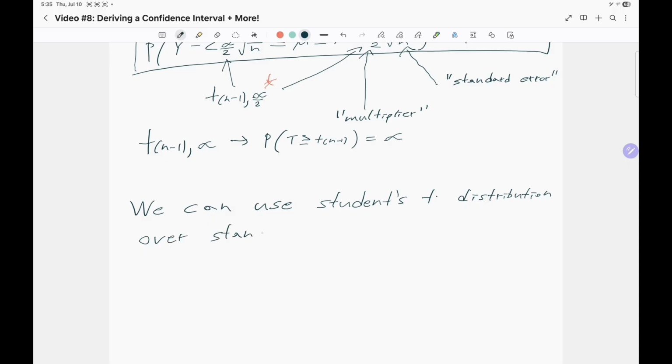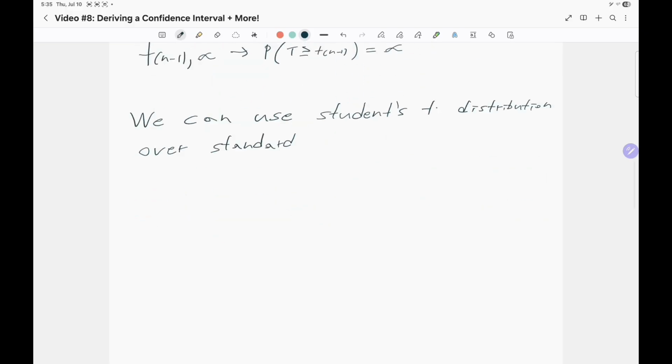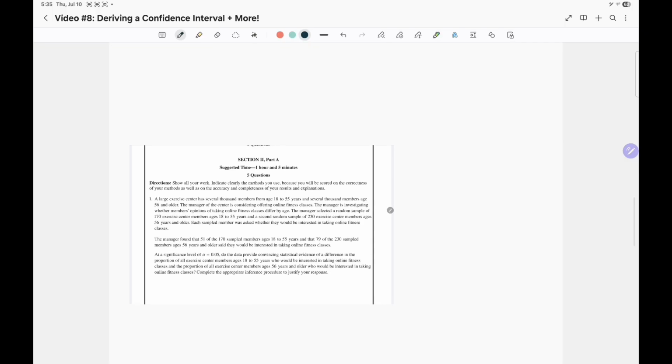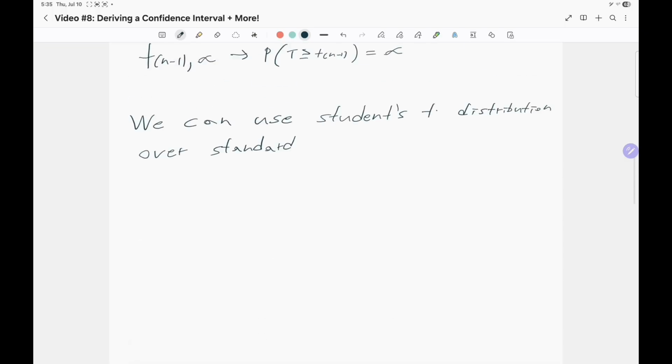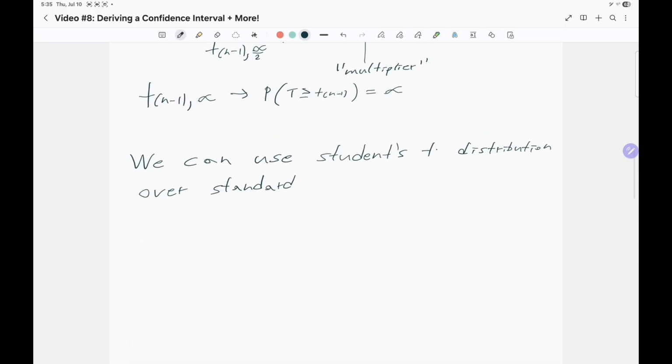Note that for large sample sizes, it's not going to make a big difference which one you use. If you have a sample size of 1,000, which I think is what we see in the question down here, it doesn't matter. Oh, actually no, that was a population size. But hypothetically, if we had a sample size of 1,000 or an obscenely large number, it really doesn't matter which distribution you use, standard normal or student's t, because you will get similar results, almost exact, as n approaches infinity.